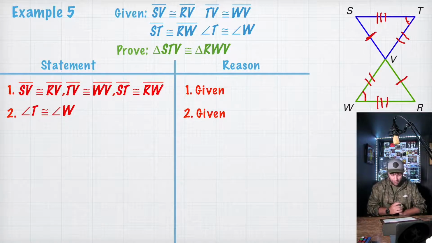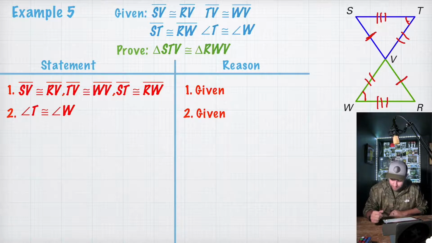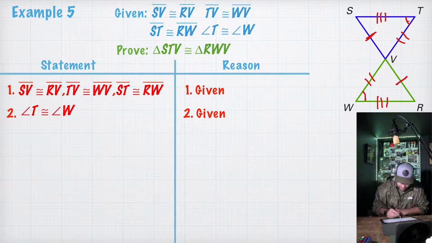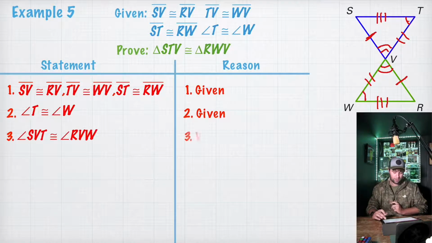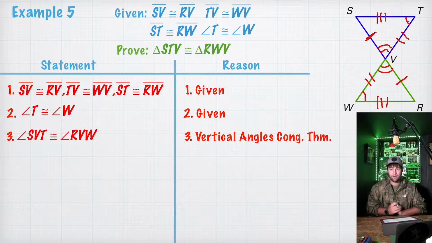Okay, now if we're looking at these two triangles, is there any other angle you know you can prove congruent? Take a look at it. And the answer is yes, you can prove another angle congruent for sure. Because if we look here, angle SVT and RVW are vertical angles. So we could say that both of these angles are congruent, okay? So let's go ahead and say that. Those two angles are congruent by the vertical angles congruence theorem.